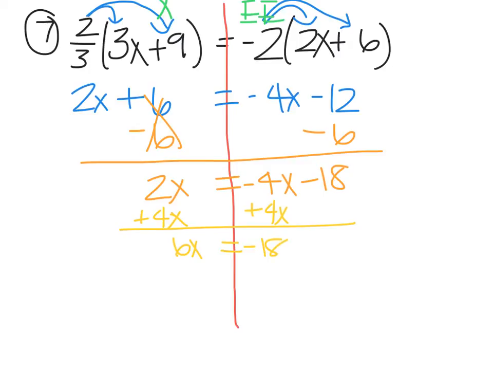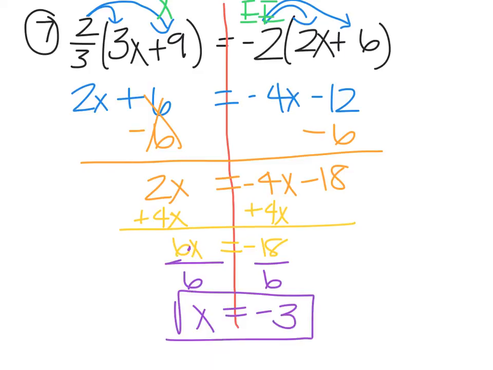And for my final step, we haven't had to do this in a while in any of our problems. Remember, if a number and a letter are together, they are multiplied. There's a multiplication symbol in there. So to undo multiplication, I need to divide both sides. So I end up with x equals, well, negative 18 divided by 6 is negative 3. So that would be my final answer. X equals negative 3.